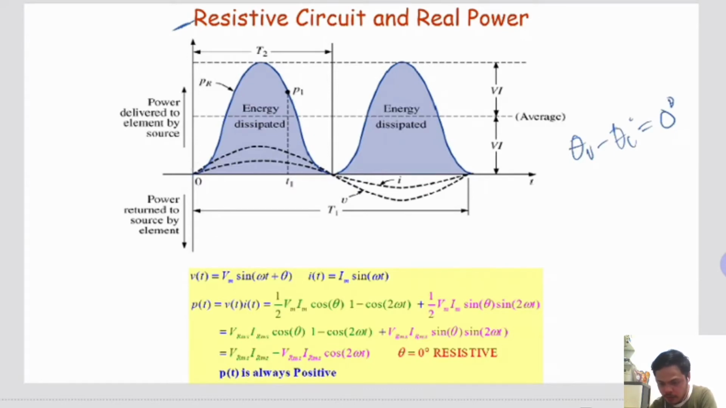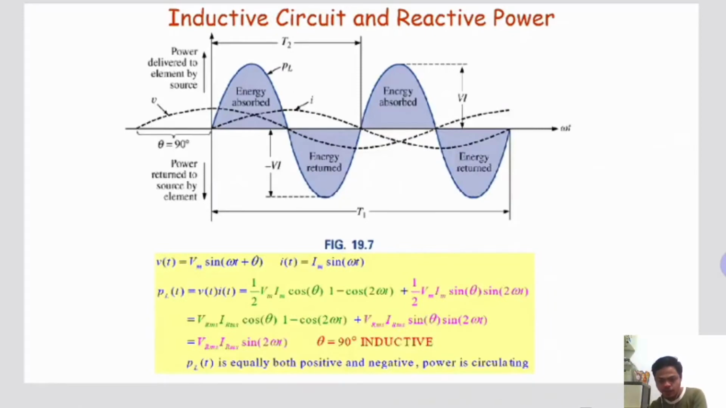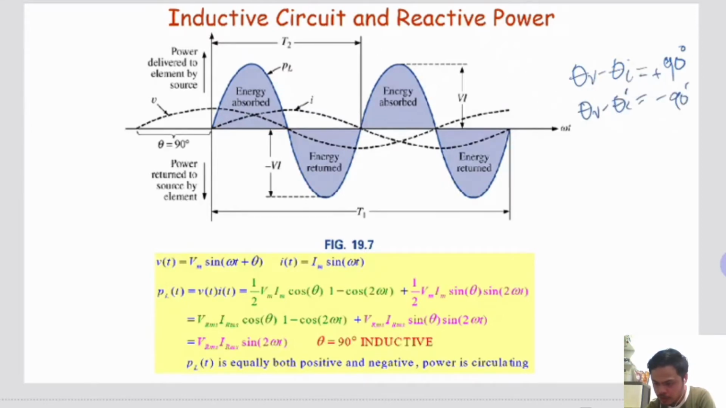So this is the graph for the voltage, this is the graph for the current, and this is the power of the resistive load circuit. The other one is the inductive circuit. So take note, for a purely inductive circuit, you have theta V minus theta I equal to plus 90 degrees. For capacitive, you have theta V minus theta I equals minus 90 degrees.